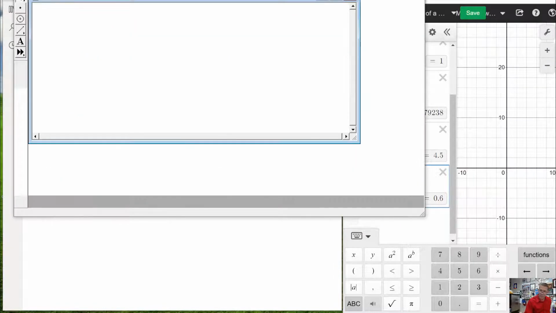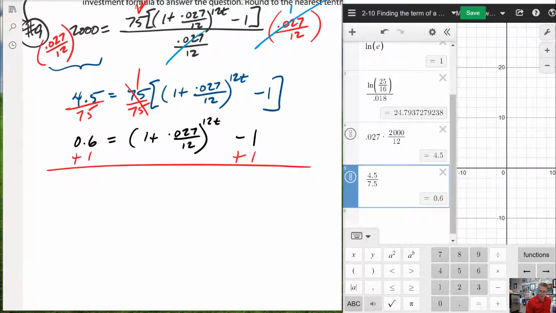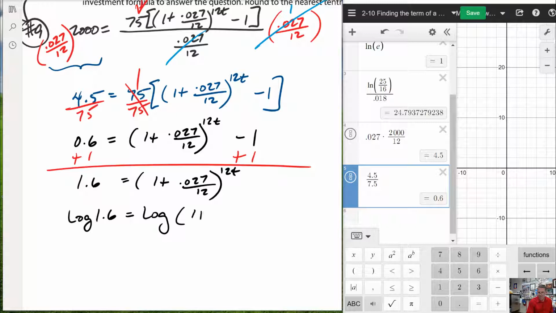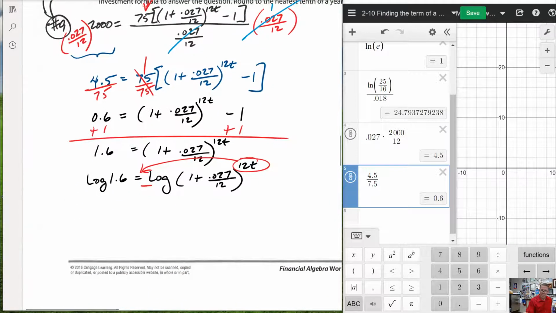Okay, and at this point, 1 plus 0.6 is 1.6. Hopefully that's obvious. Now, we're not in log form, so you cannot shift the exponent yet. You've got to take the log of both sides, so you can use your log property rule. I'm going to use the common log here. I'm going to take the log of both sides. I'm going to get it in log form. And once you have it in log form, once again, you can shift the exponent to the front of the log where you need it. Okay, so let's do that.